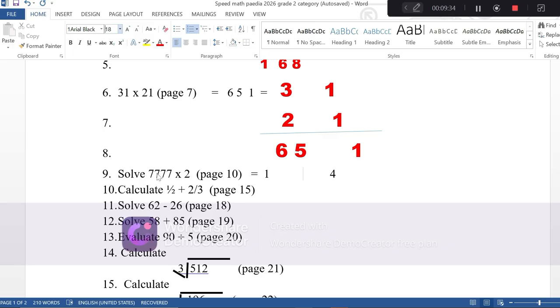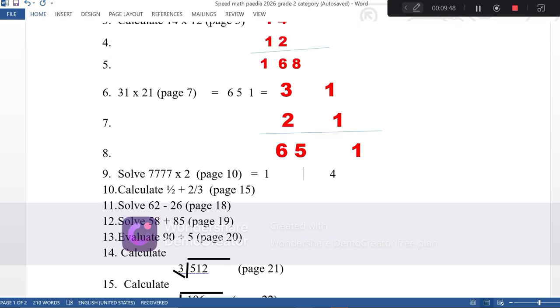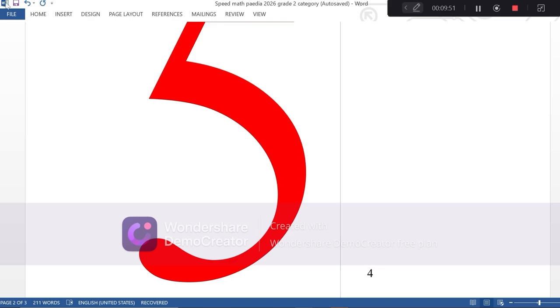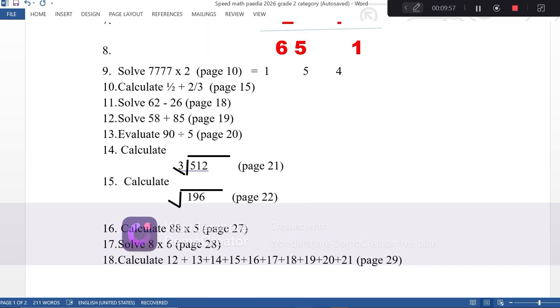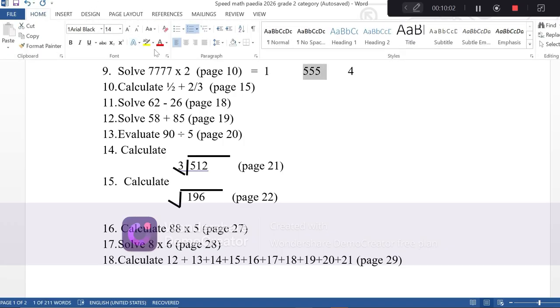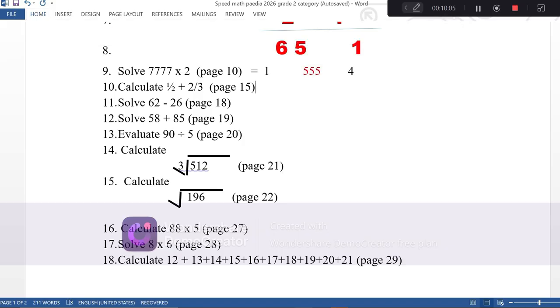Remember, you have used one of these 7s, so you are left with three 7s. 1 plus 4 is 5. That means you remove the one 7 you are using, meaning you are left with three 7s. So you will now write three 5s in the middle. 5, 5, 5. When you join the answer together, your answer becomes 14 555 4, because we have eliminated one of the 7s that we used to multiply the 2.